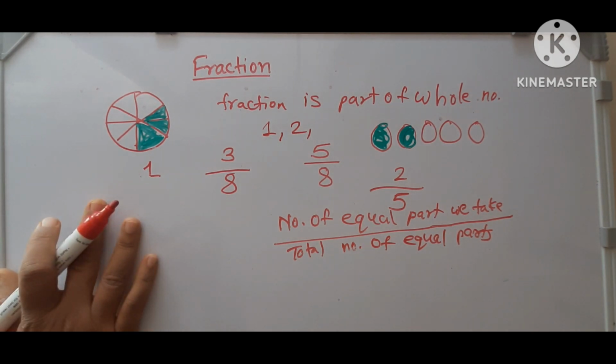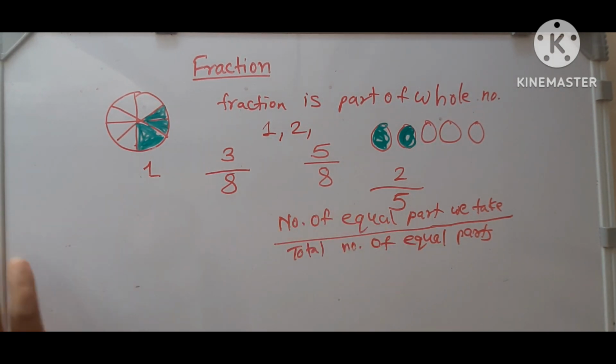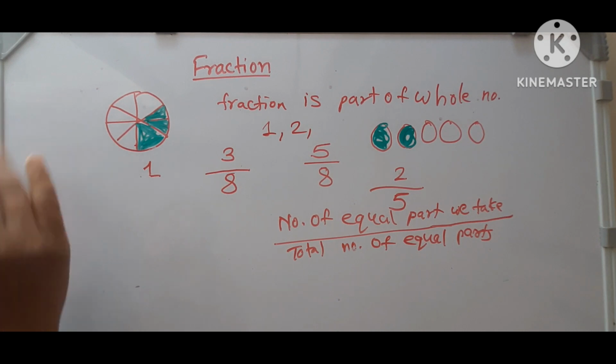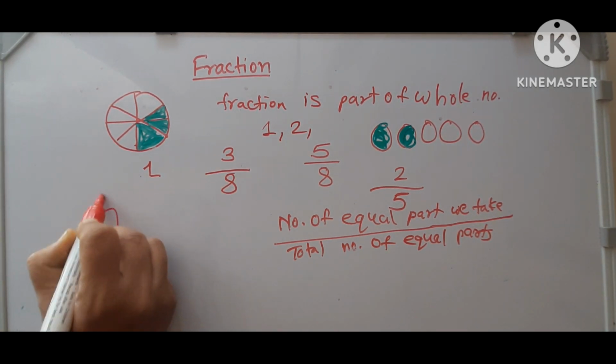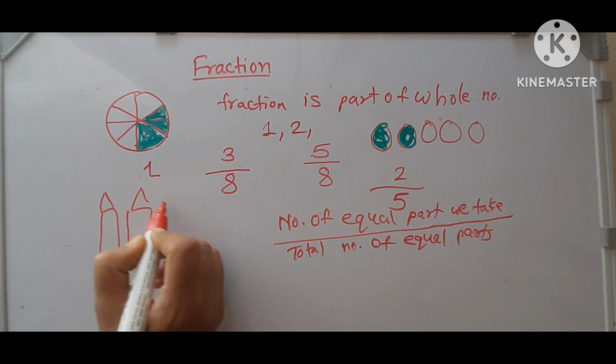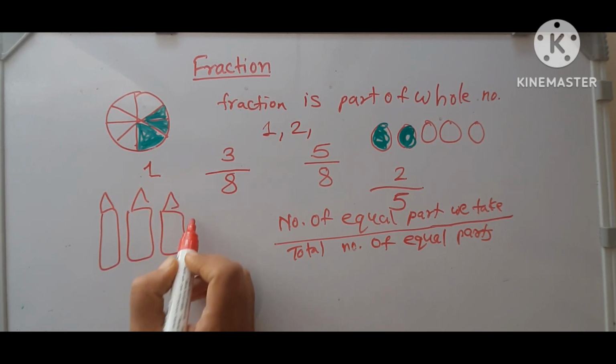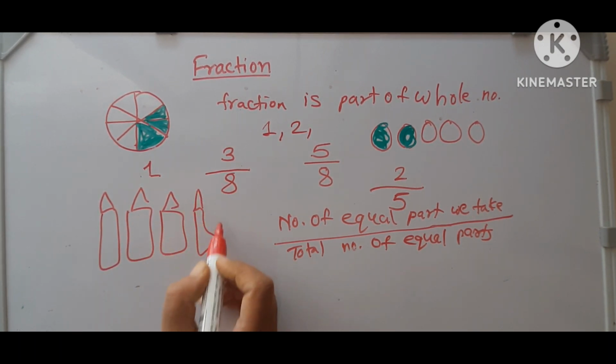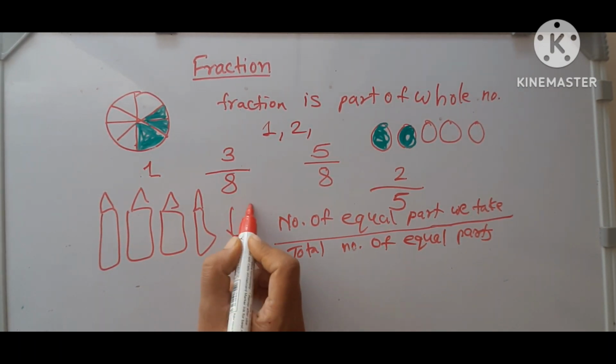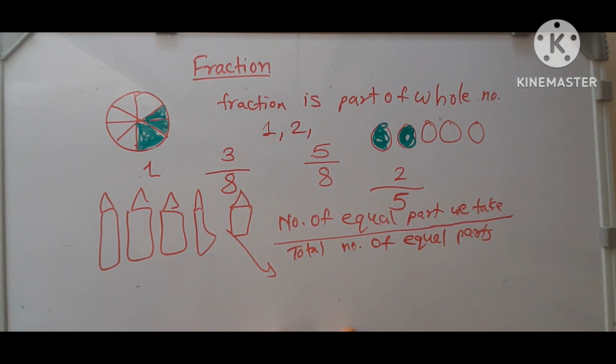How can we find the fraction of any number? Suppose we are given 5 pencils, or candles, out of which one is used by someone, and we need to find what fraction of the pencils is remaining. Total we had 5, and now 4 are remaining. So 4 by 5 of the pencils are remaining. This is how we can find the fraction.